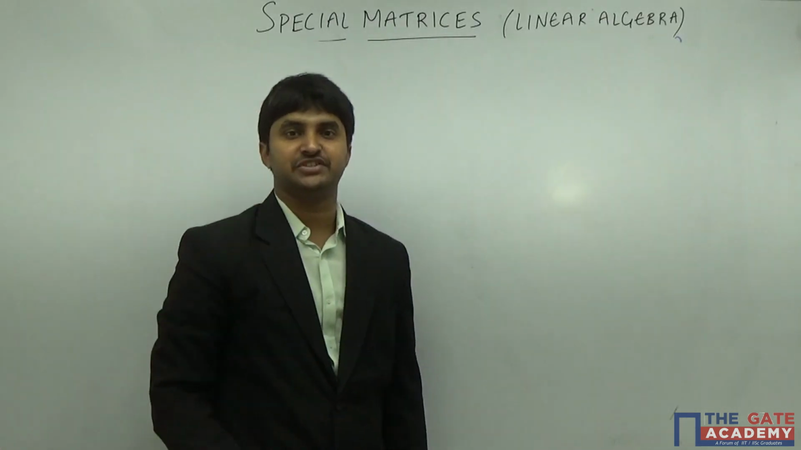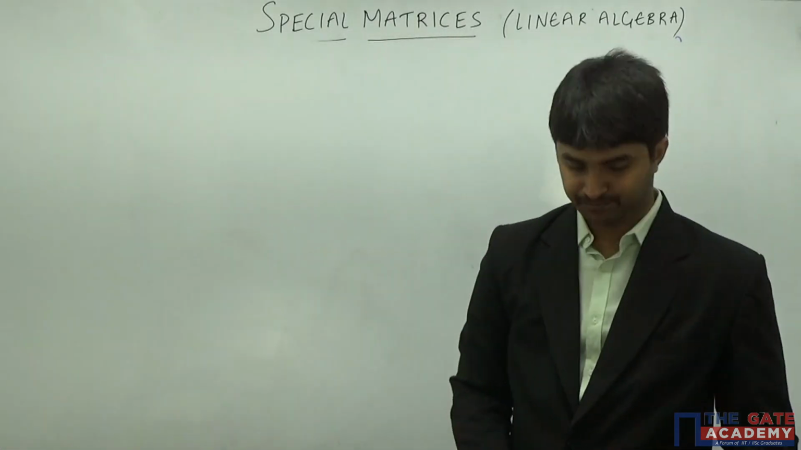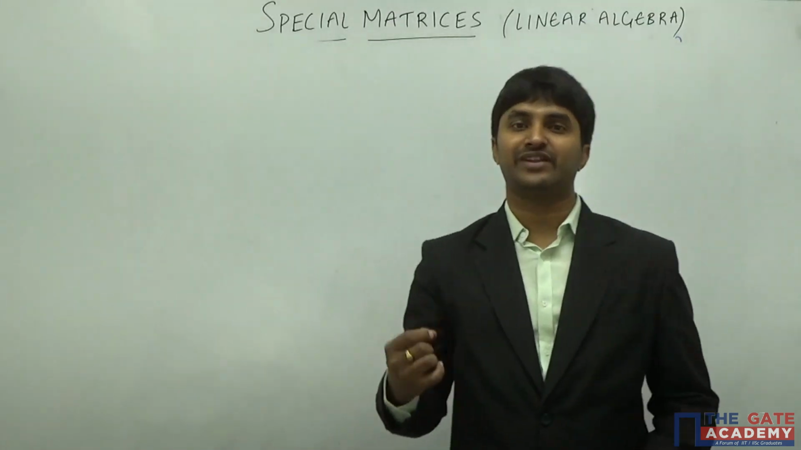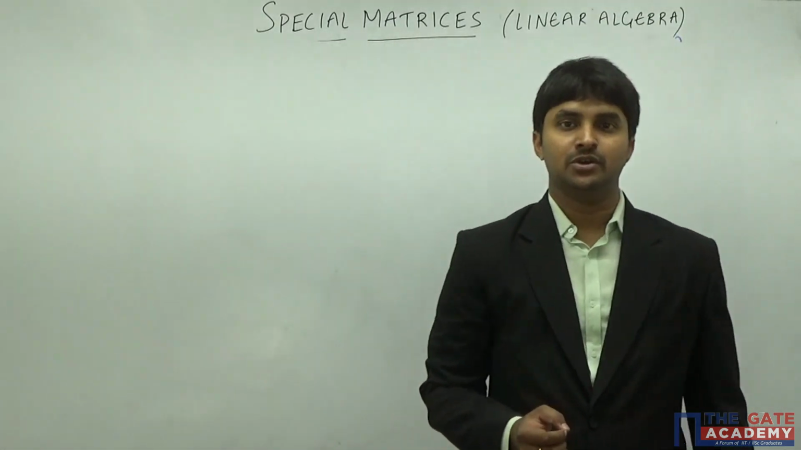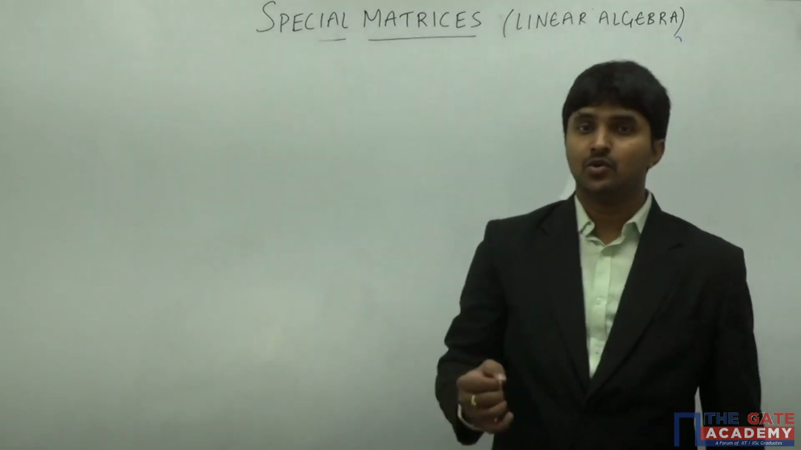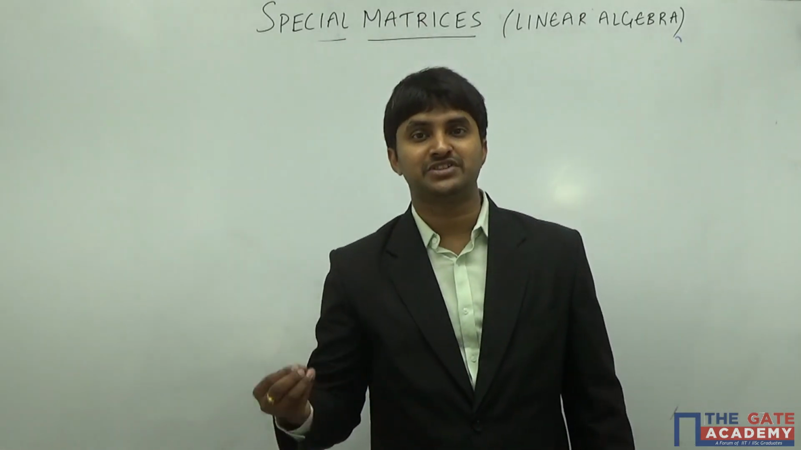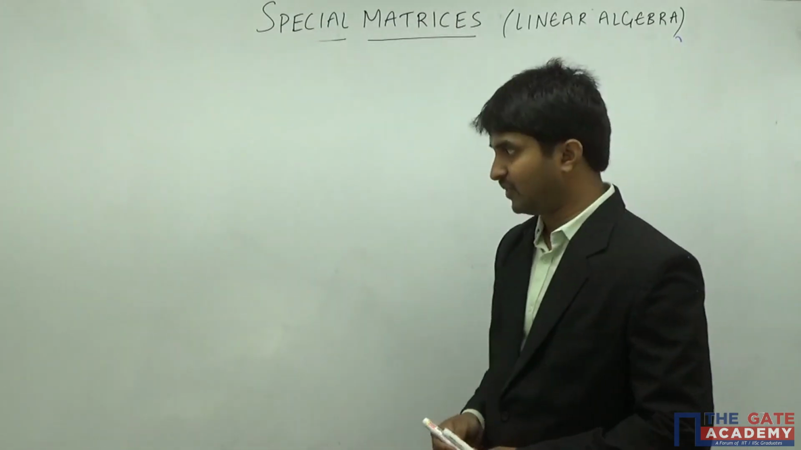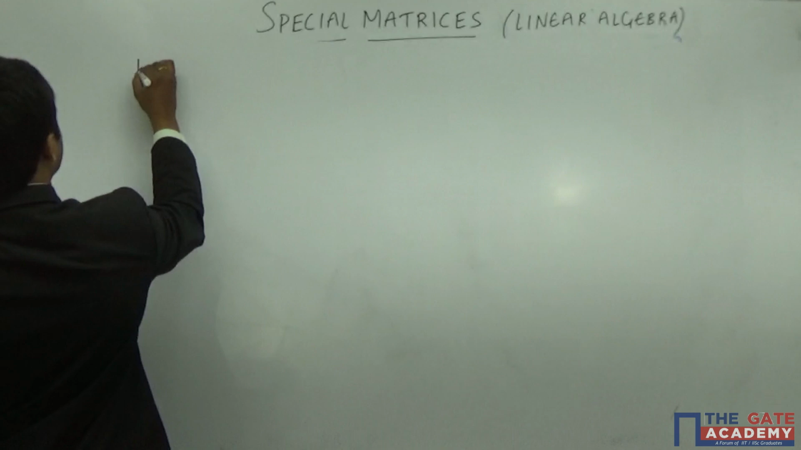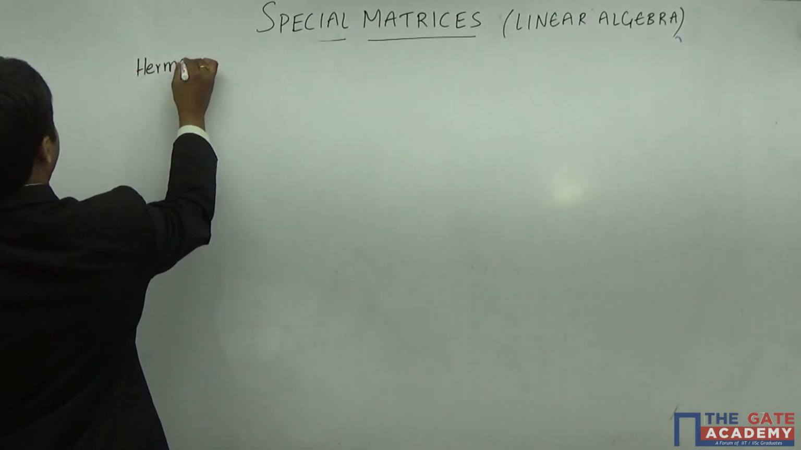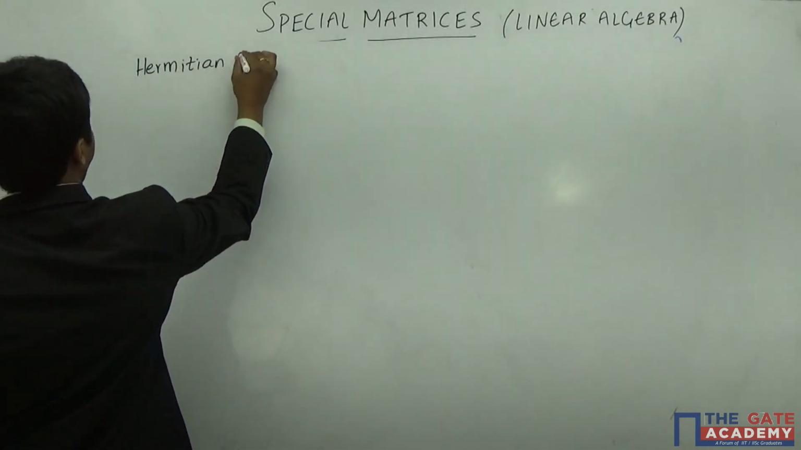Now students, let us discuss the complex matrices. Whatever we have discussed in the case of real matrices, now we are going to look at the case of complex matrices. A complex matrix is a matrix whose values are complex numbers. In that, the first type of special matrix that we are going to look at is a Hermitian matrix.